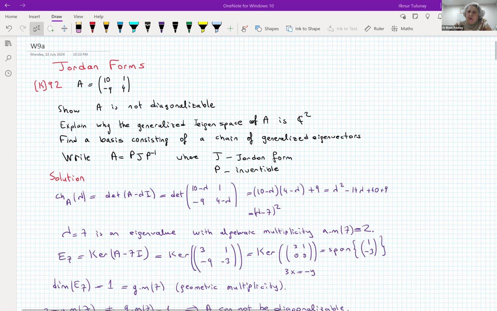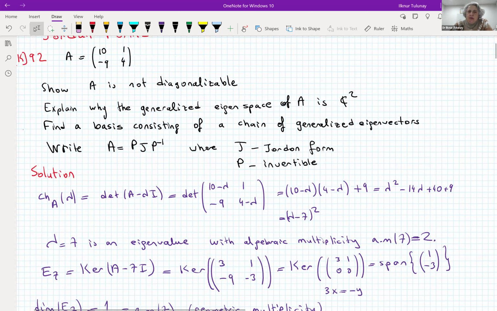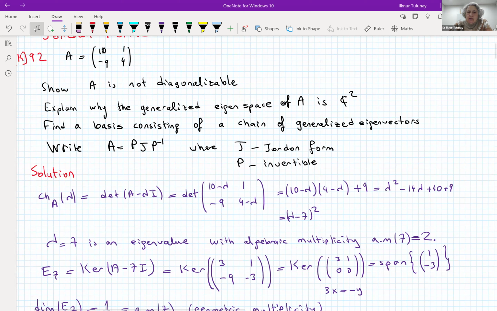To show that it is non-diagonalizable, we need to calculate eigenvalues and eigenvectors. For the eigenvalues, first we calculate the characteristic polynomial of the matrix. That's A minus lambda I. So we are taking minus lambda on the diagonal and calculating the determinant, this times this minus this times this. That's a polynomial of degree 2, and that's 49, 7 times 7 is 49. So this can be written as the linear factor (lambda minus 7) squared.